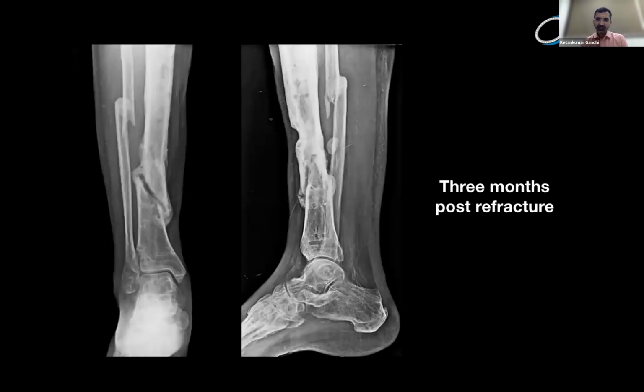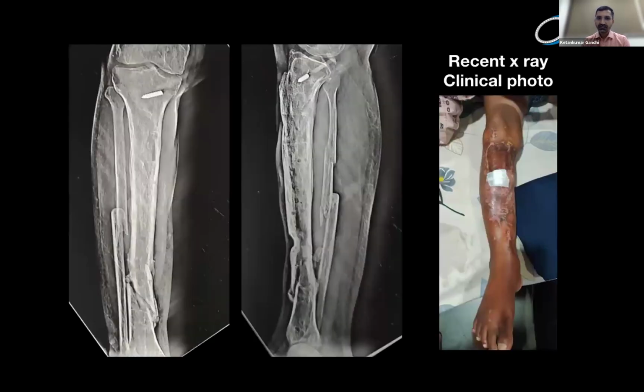And this is the 3 months post refracture X-ray. He has no pain. There's no mobility. He is now walking with the brace again. There's no infection at this fresh fracture site. The proximal sinus is still discharging now and then. This is the recent X-ray which he has sent. He is walking with the brace, and there's no issue with the distal fracture site, but there is a persistent sinus proximally.